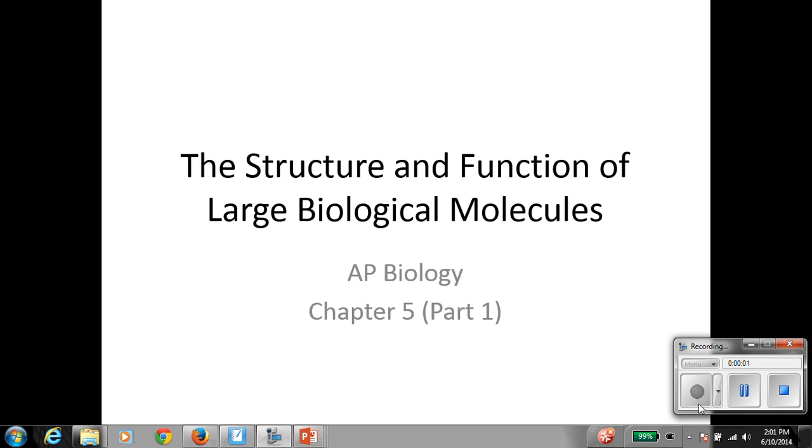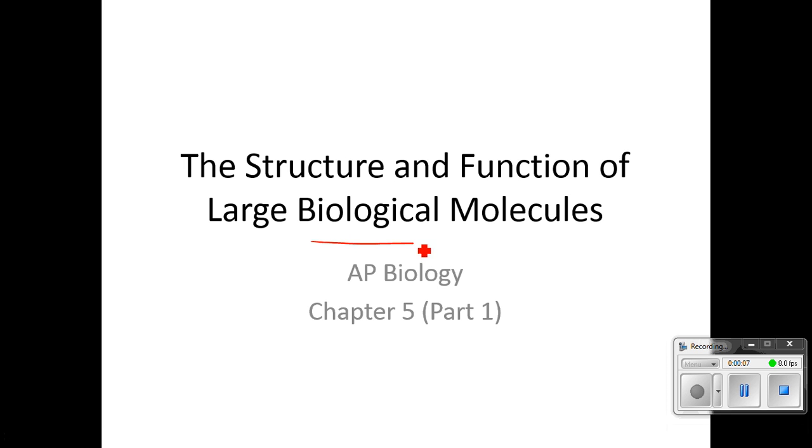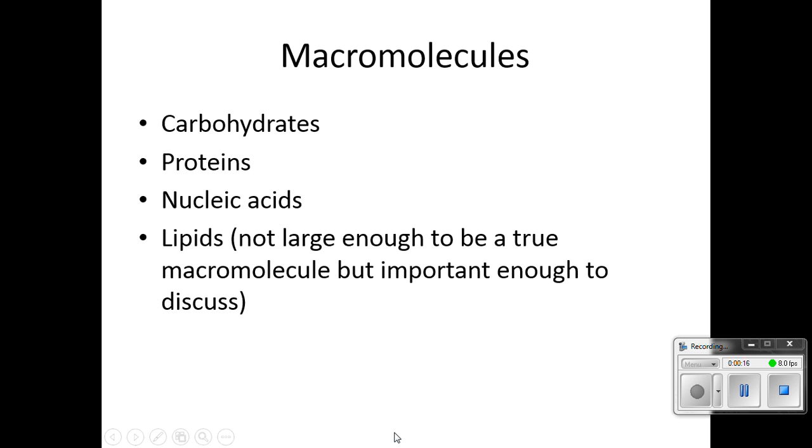This is chapter 5 of your textbook. It's talking about the structure and function of large biological molecules, so things that are really important in living things. This is actually 2 parts, so this is part 1 of this chapter. These are what we call macromolecules. These are large molecules that are really essential for life.